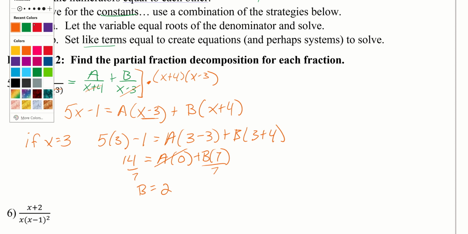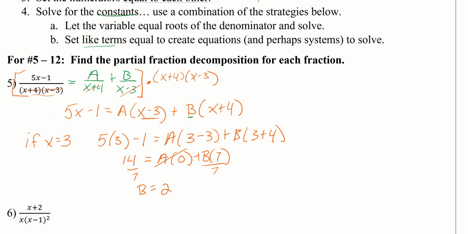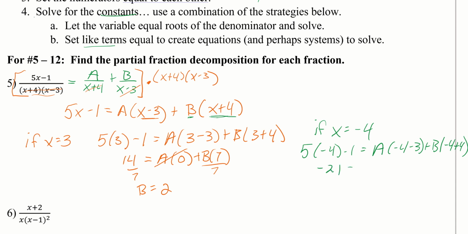Cool. Now you're going to repeat it. So I know what b is. Now I need to figure out a. So in order to get rid of b now, I can look at solving this factor, right? So if x is equal to negative 4, I go through the same process. 5 times negative 4 minus 1 equals a times negative 4 minus 3 plus b times negative 4 plus 4. Cool. So this becomes negative 21 is equal to a times negative 7 plus b times 0. Woohoo! The b goes away, and I can solve for a to equal 3.